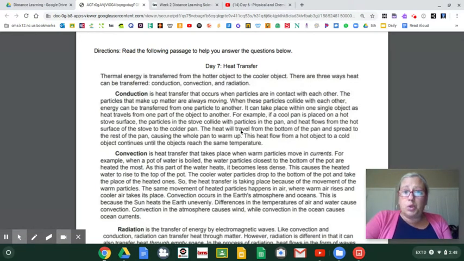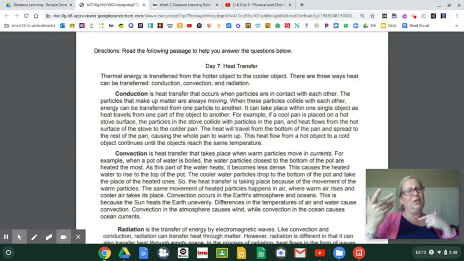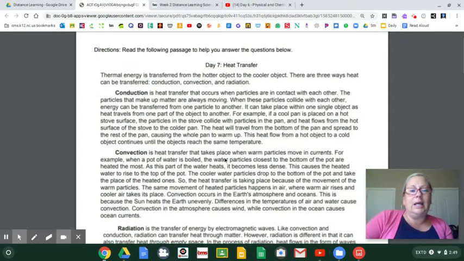The heat will travel from the bottom of the pan and spread to the rest of the pan, causing the whole pan to warm up. This heat flow from a hot object to a cold object continues until the objects reach equilibrium and stay the same temperature. Sound familiar to you? I know it does. All right.